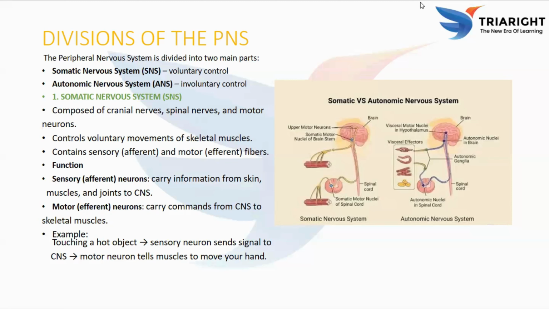In the diagram, you can see on the right side the somatic nervous system and also the autonomic nervous system. So what are the differences over here? You can see it clearly. On the left side, the somatic nervous system shows the direct pathway from the brain and spinal cord to the skeletal muscles, whereas the autonomic nervous system includes an extra link called autonomic ganglia. Before it reaches the organs, there is an extra nerve called autonomic ganglia. This is the difference between these two systems.